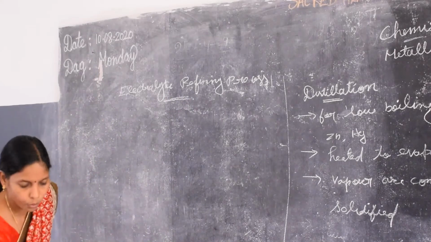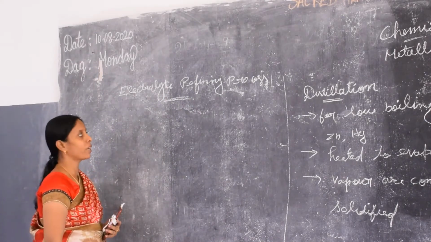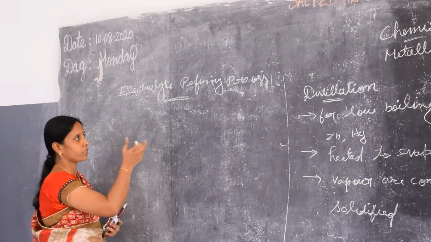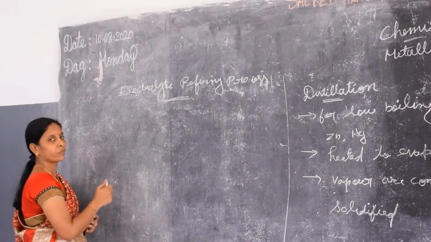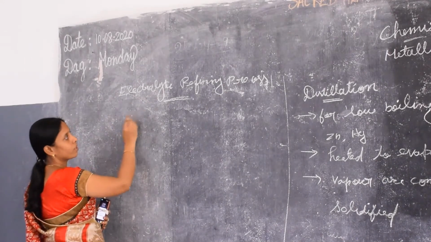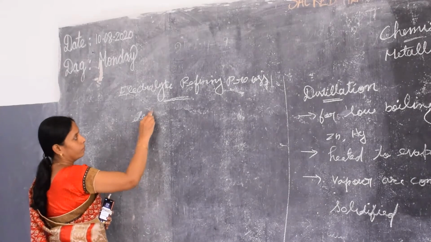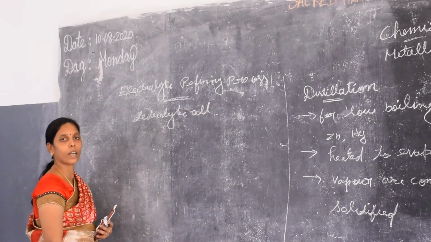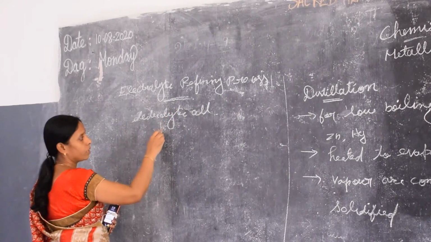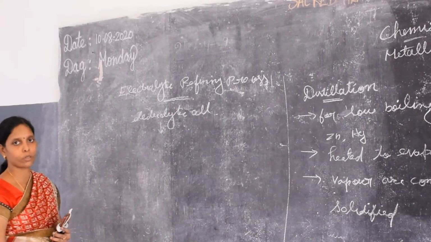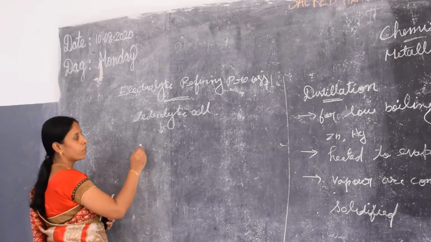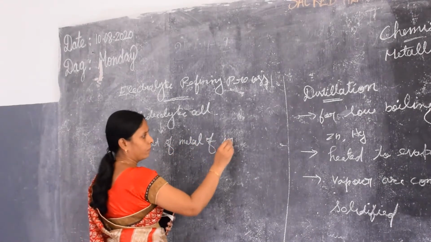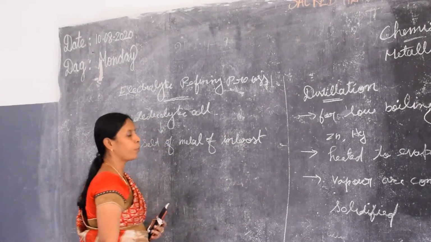Electrolytic refining process. In this process, the crude metal is refined by electrolysis. The electrolysis is carried out in an electrolytic cell. This cell contains an aqueous solution of the metal of interest.